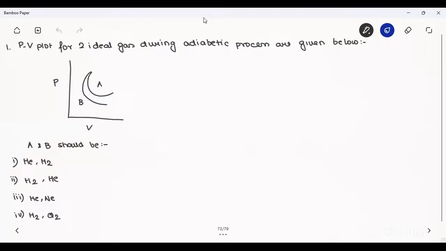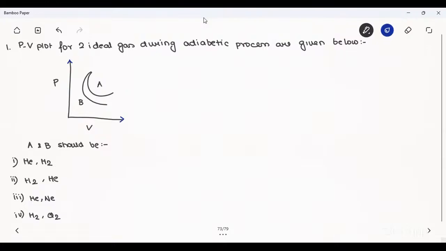Now, starting with the sums. Today we will be doing 7 sums, and from these 7 sums, you will be solving each and every question from the first law. Now, what is the question saying? PV plots for two ideal gases during adiabatic process are given below. This is the adiabatic process curve for two gases, A and B. This is for gas A and this is for gas B, and this is the PV curve.